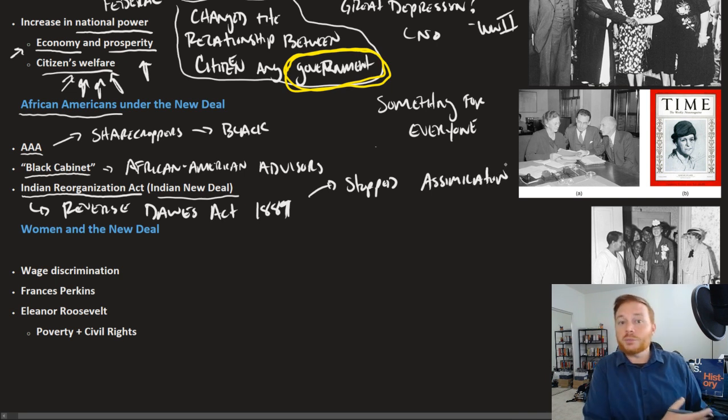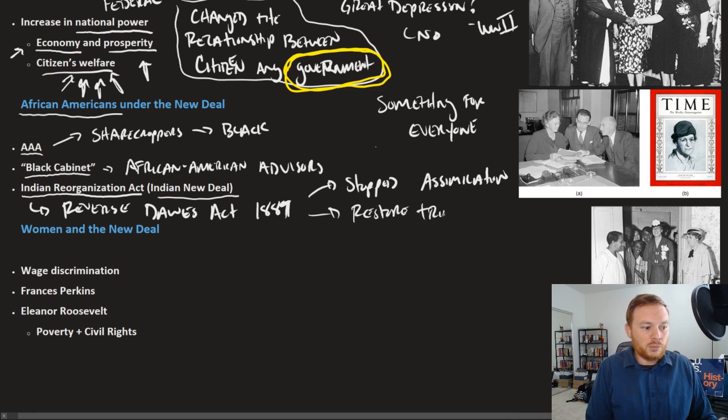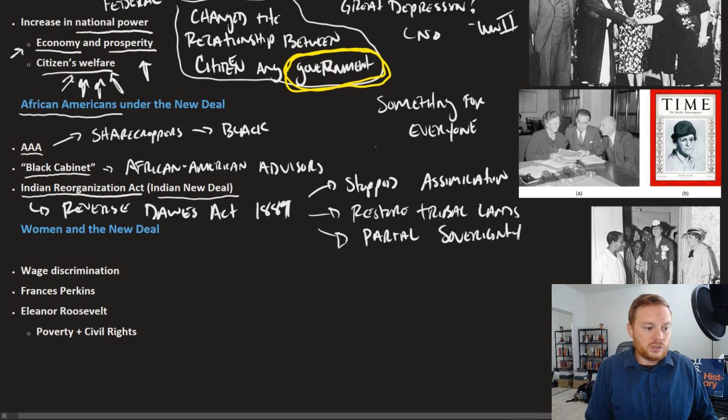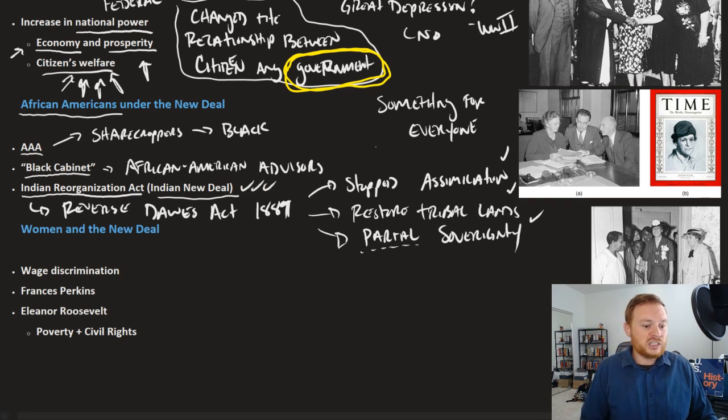If we think all the way back to the chapters on the Gilded Age, there was strong pressure on Native Americans to assimilate into American society. The Dawes Act did that, and the Indian Reorganization Act helped to restore tribal lands and to create a certain semblance, not complete, but at least partial sovereignty. That is the right for tribes and Native Americans themselves to determine their own laws and rules. They're still subject to U.S. law, of course, but partial sovereignty was restored. So stopping the damaging policies of assimilation, restoring some tribal lands, restoring some semblance of sovereignty, this was, again, probably the most consequential legislation passed in regards to the status of Native Americans in the United States.